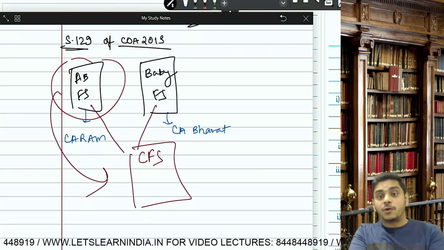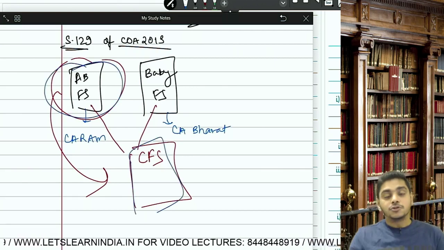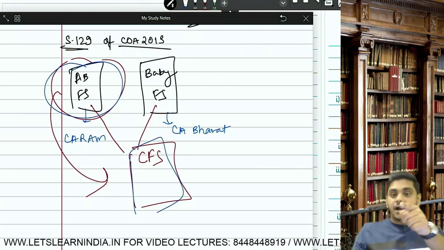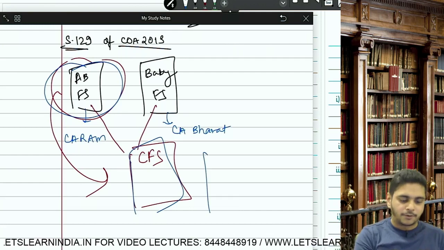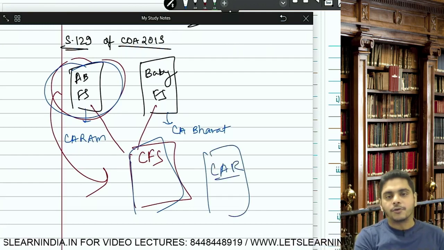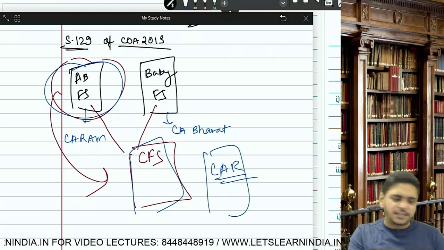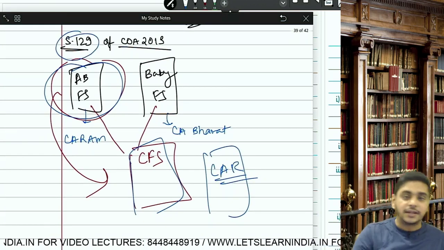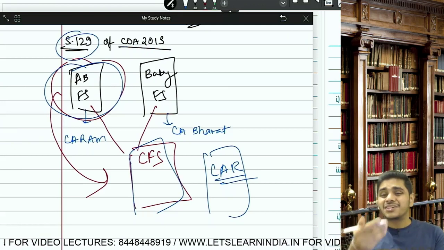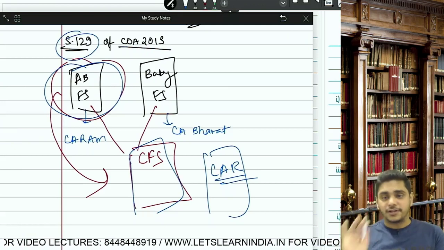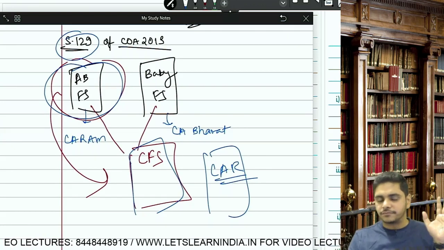Now, if you are the auditor of the holding company, and the holding company is preparing consolidated financial statements, you have to prepare one more report, the consolidated audit report. Where is it written? It is written in section 129 that every company who has a subsidiary, associate, or joint venture. Remember: subsidiary, associate, joint venture.